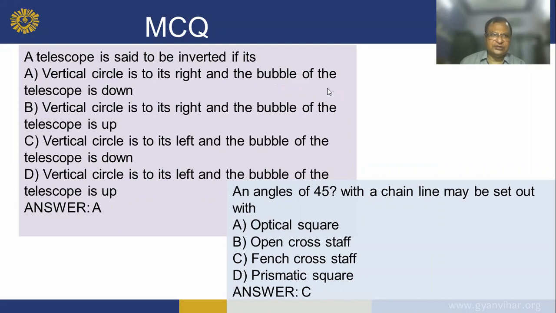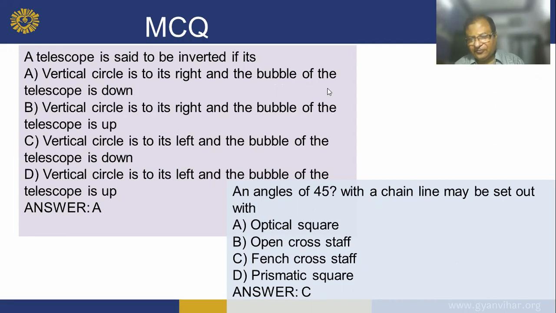And the next question: a telescope is said to be inverted if it is so. Which is the correct answer? The four answers are on your screen. The correct answer is A: the vertical circle is to the right and the bubble of the telescope is down.